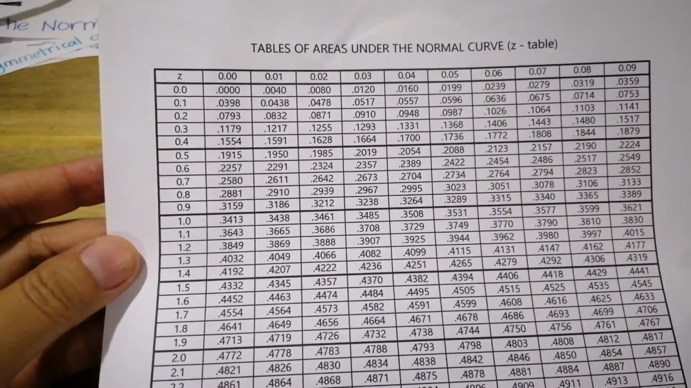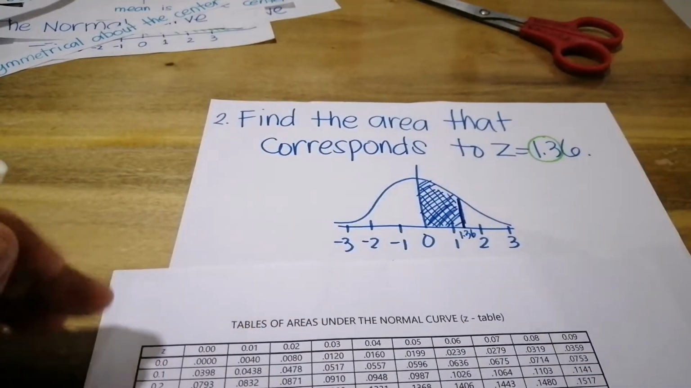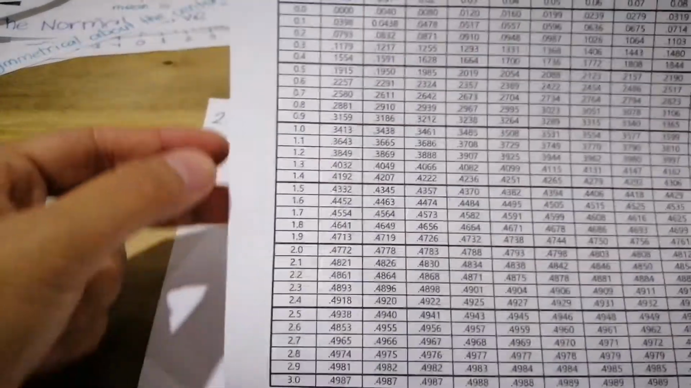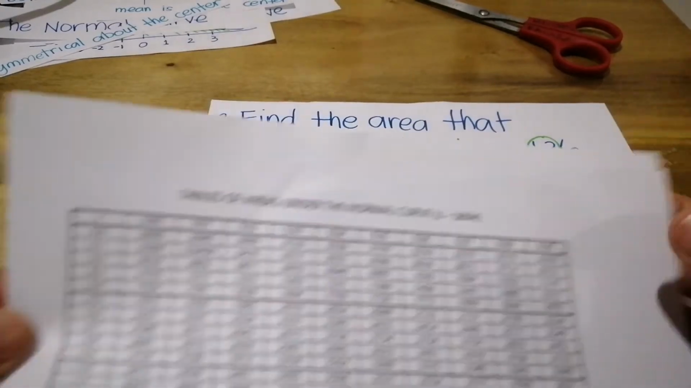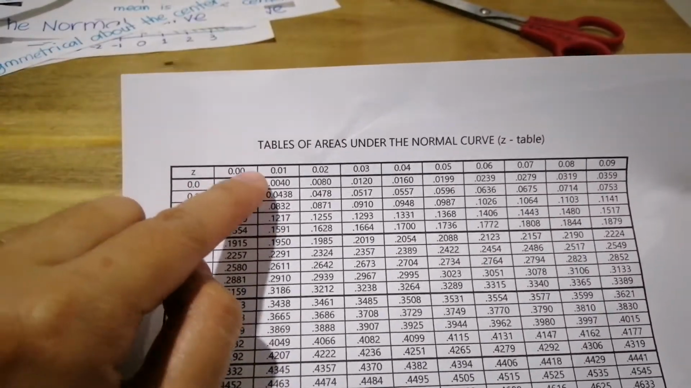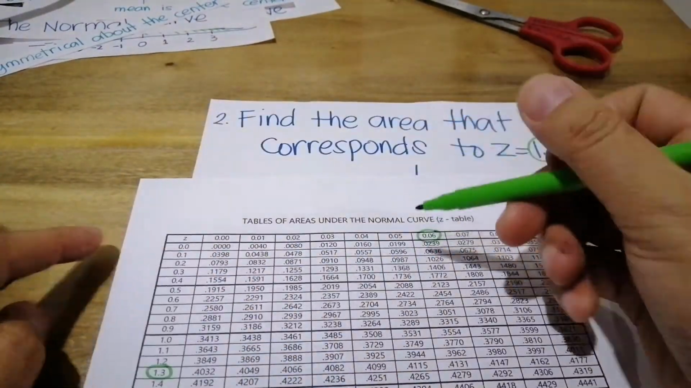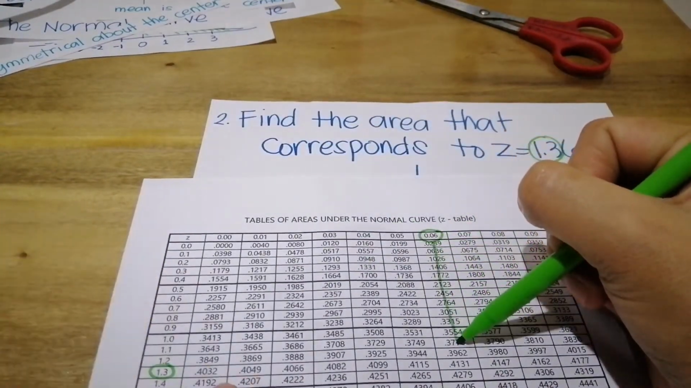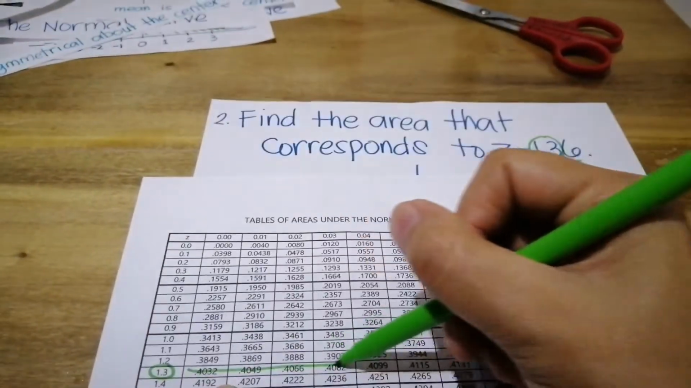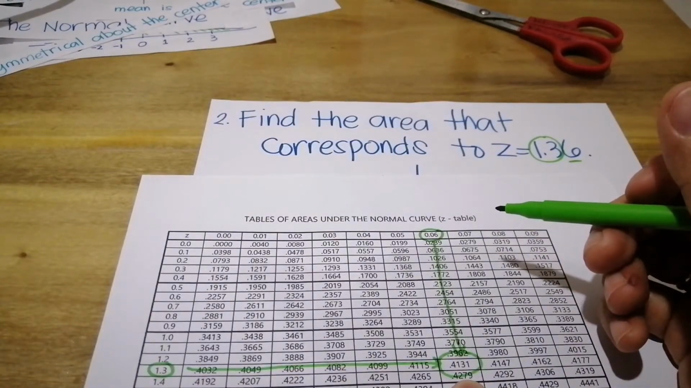Let's use the table of areas under the normal curve. And then we have 1.3 as the first two numbers. We're going to find 1.3 in this column. This is the 1.3. And then the third number is 6. So we're going to find 6, or 0.06, in the first row. And here is the 0.06. And we're going to match the two numbers. And the answer is 0.4131.